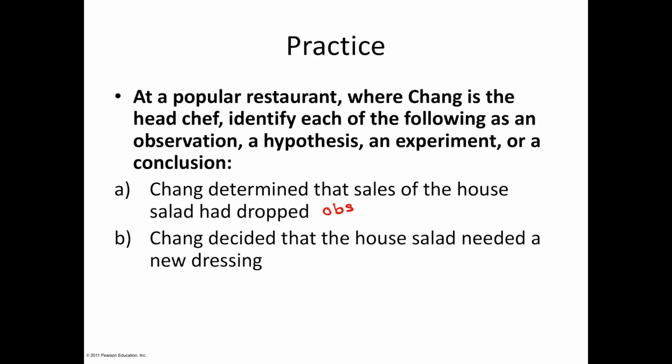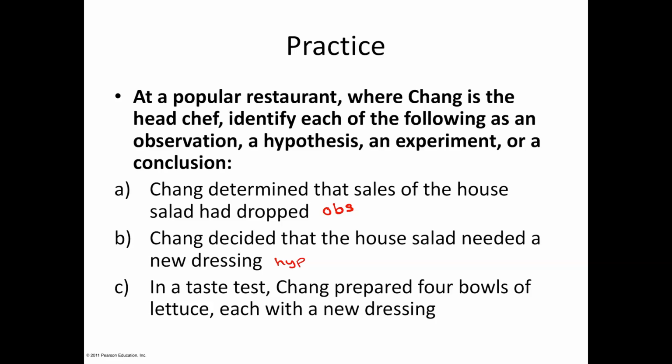Chang decided that the house salad needed a new dressing. So he's making a decision about what to do. So because the sales have dropped, he decided, okay, I need to make a new dressing. So that would be a hypothesis. In a taste test, Chang prepared 4 bowls of lettuce, each with a new dressing. So now we're testing in there. Different things are being done. So this is an experiment.